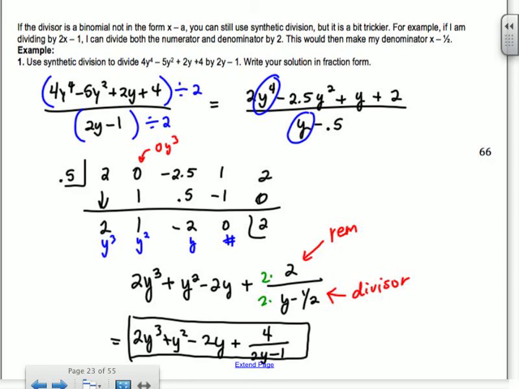Okay, so that one's a little tricky when you have something not in the form y minus a or x minus a or whatever.